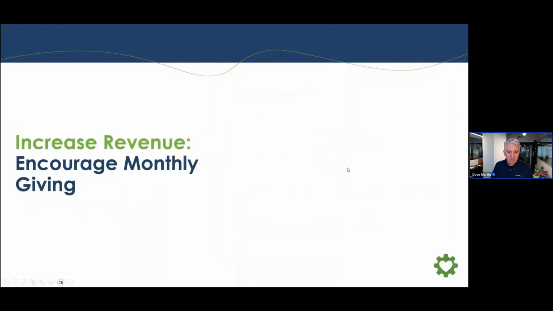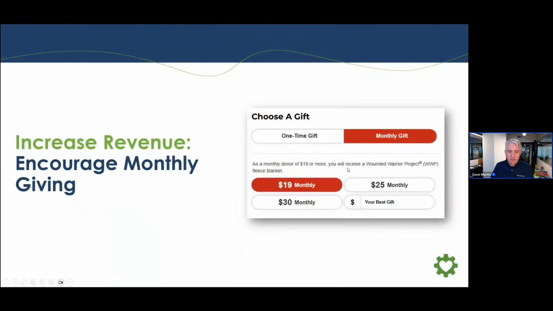What else with encouraging monthly giving? Same thing Wounded Warrior does. Their default out of the box is monthly giving, and they offer you a free fleece, a Wounded Warrior Project fleece blanket. I can't say that; it's hard to say. So they're also encouraging you with your $19 monthly. You'll get a little something. Get a monthly gift. So they're encouraging monthly giving. And test that, right? You always want to test. Everyone's a little bit different. Your donors may be different than others in other industries.